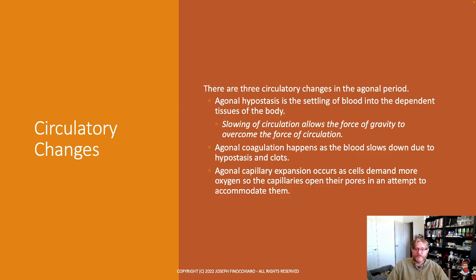There are 3 circulatory changes in the agonal period. First is hypostasis, the settling of blood into the dependent tissues of the body. And hypostasis can occur both in the agonal period as well as the postmortem period.